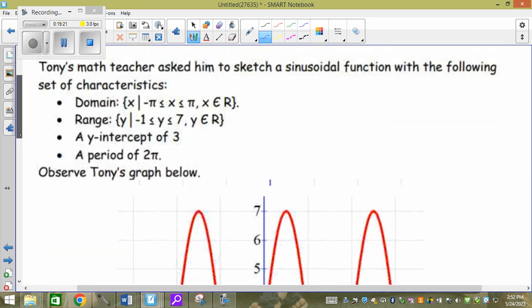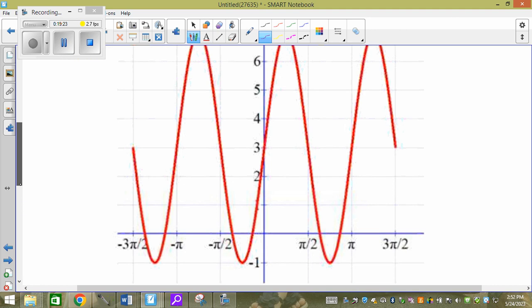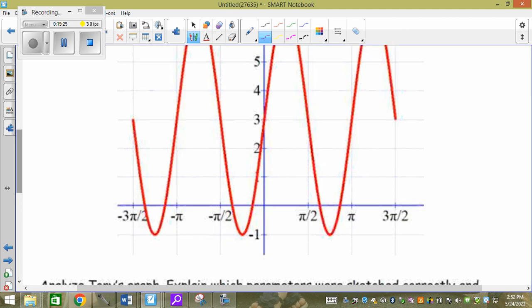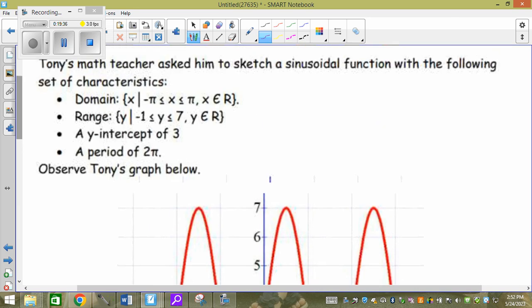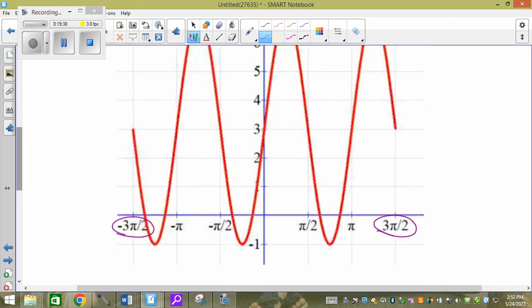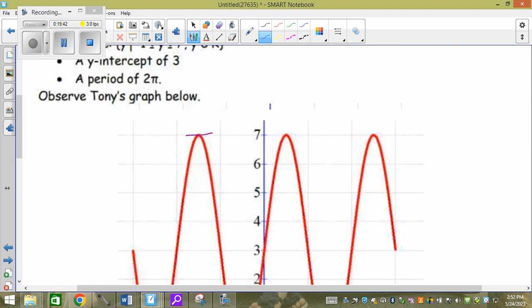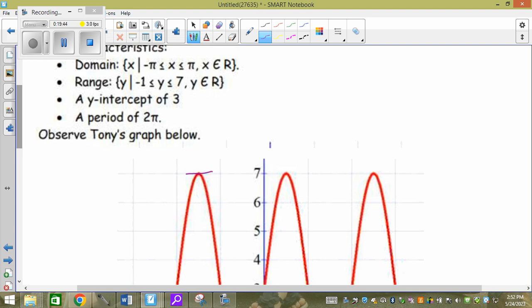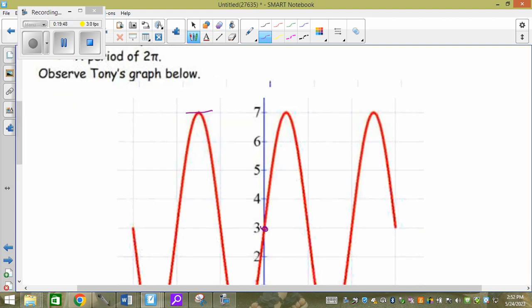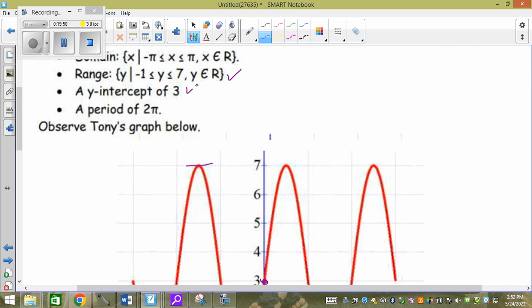Well, let's go back here. The domain is from -pi to pi. Is that true? The domain of this one's from -3 pi over 2 to 3 pi over 2, so that's not right. The range is from -1 to 7. Is that right? Yes, that one's good. The y-intercept is 3. Yep. The period is 2 pi.